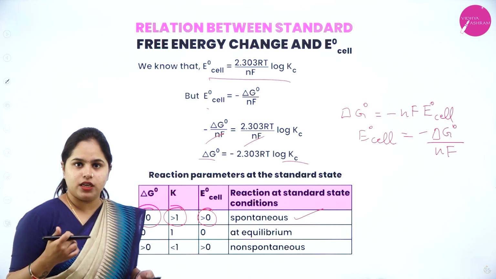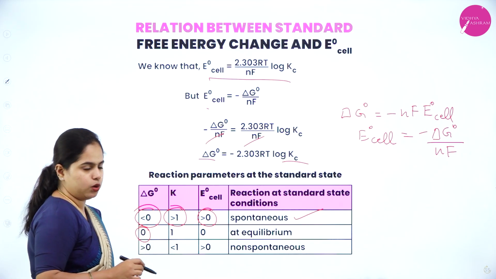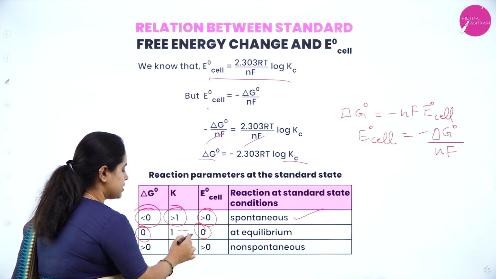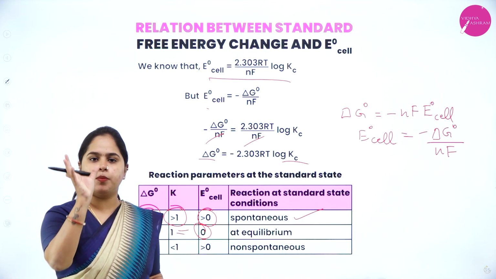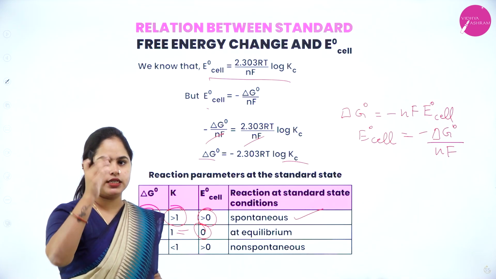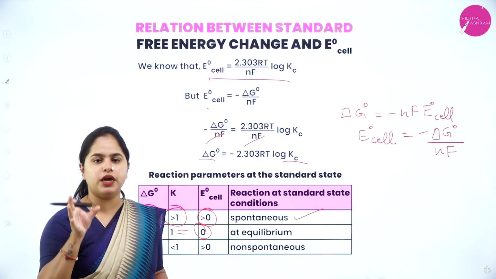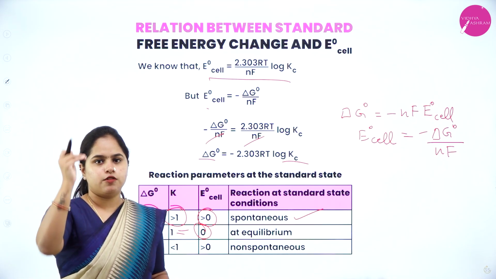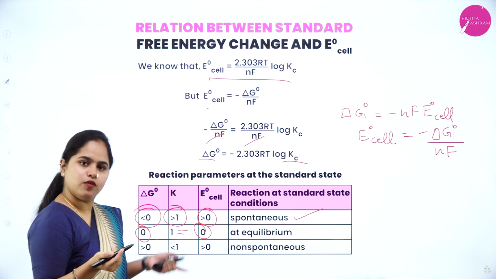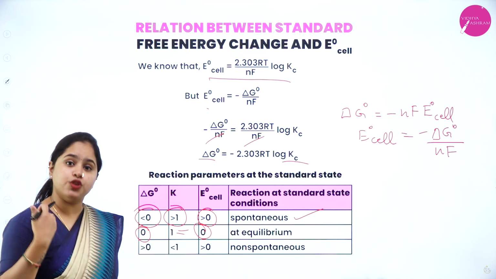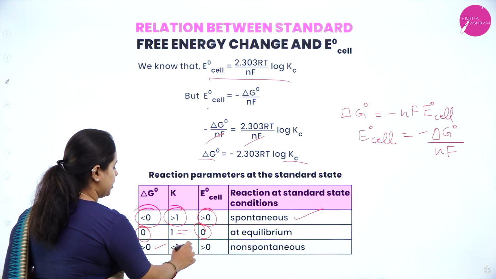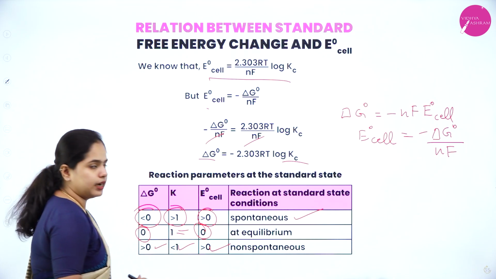Now, if the reaction is at equilibrium, delta G naught will be 0 as well as the E naught cell will be also 0. But your equilibrium constant value will be equal to 1. Why? Because the product concentration and the reactant concentration will be equal. So, how do you write Kc? It is product of the concentration of products divided by product of the concentration of reactants. If both of them is equal, we get the value as 1, right? So that is at equilibrium, the Kc value will be equal to 1. And if the reaction is non-spontaneous, delta G naught value will be greater than 0 and K value will be less than 1 and E naught cell will be less than 0.